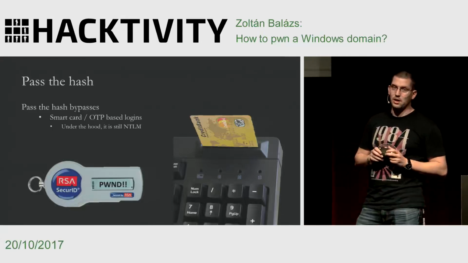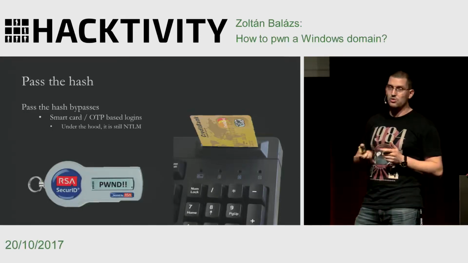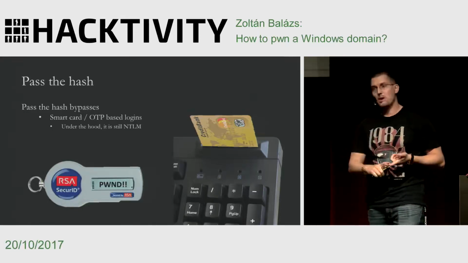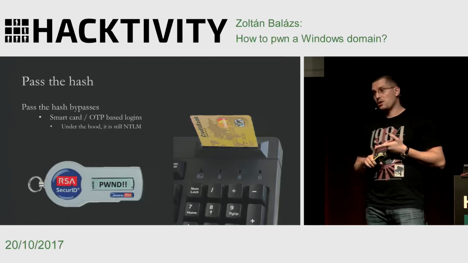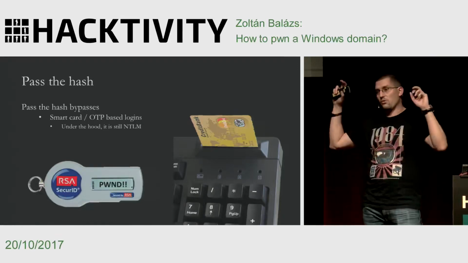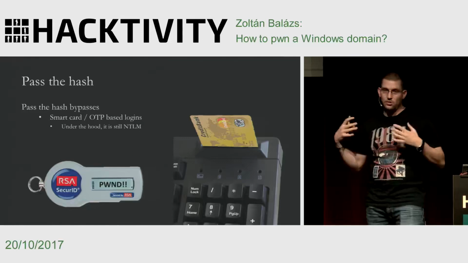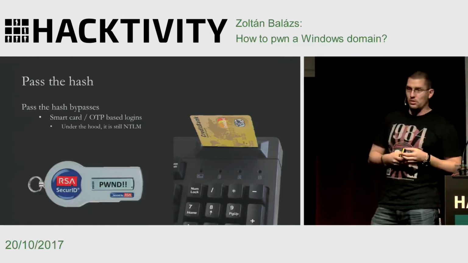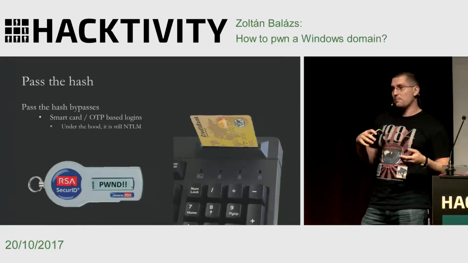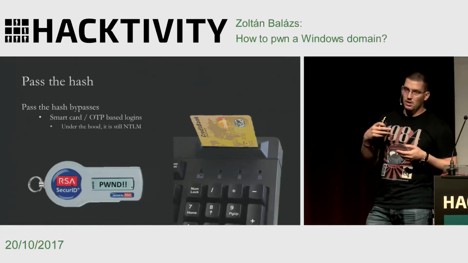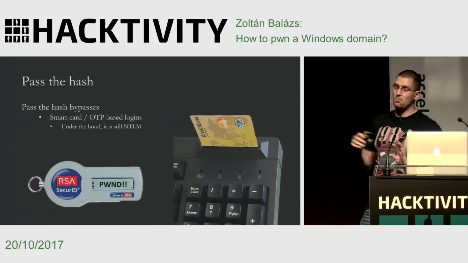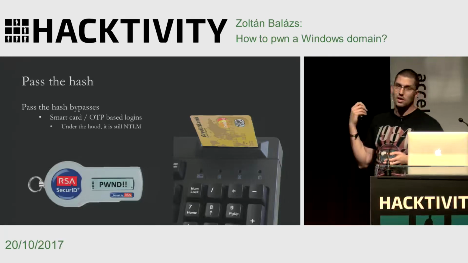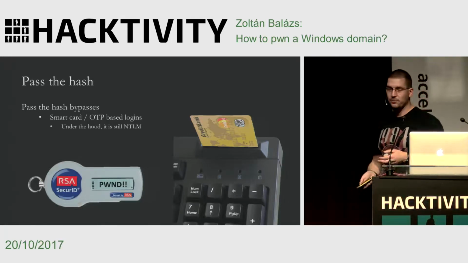Because at the back end, what really happens is that if you use smart cards or one-time passwords for logins in a Windows domain, in the background it will just generate a random NTLM hash, and that will be your basically fake password. And because the whole Windows is built on top of NTLM, you can still use this NTLM hash for pass the hash. So pass the hash and pass the ticket completely bypass smart cards and OTPs in a Windows environment.